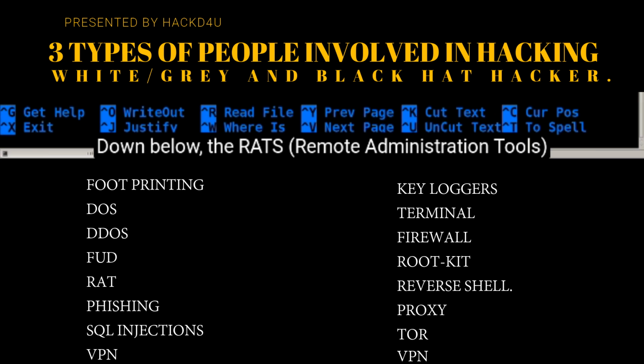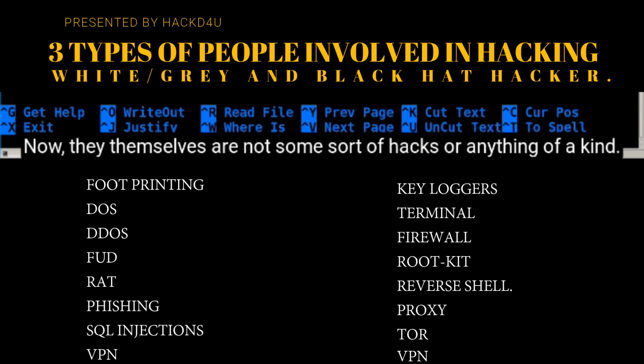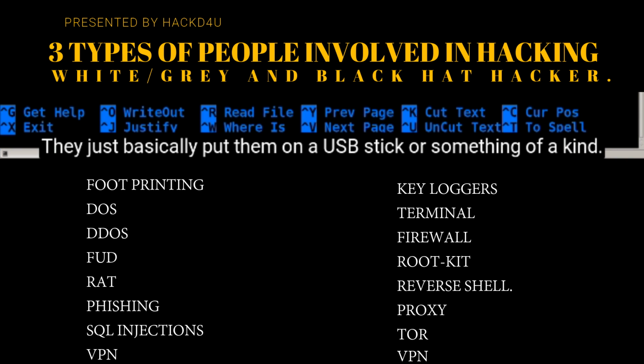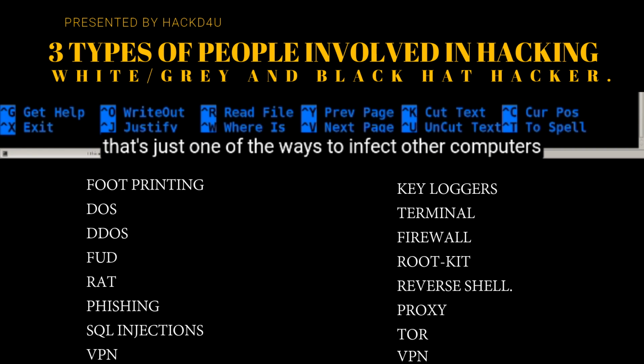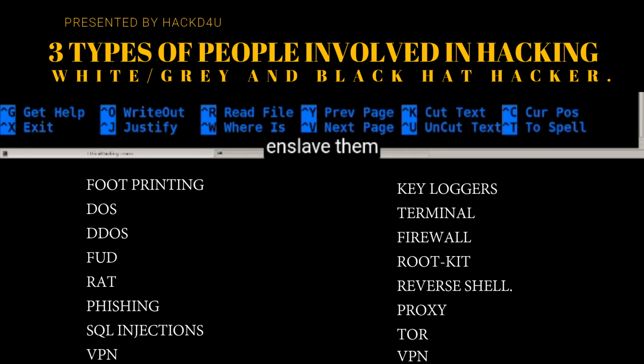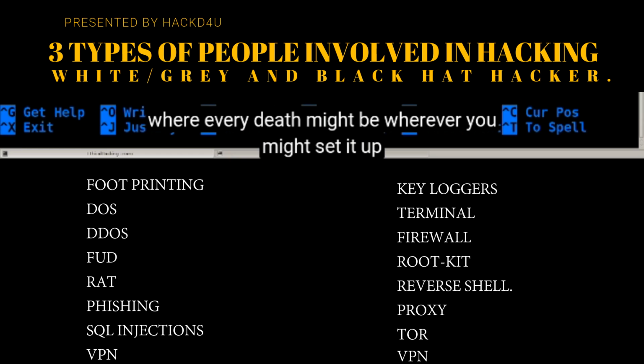Down below, the RATs, remote administration tools. Now, they themselves are not some sort of hacks or anything of the kind. You just basically put them on a USB stick or something of the kind, send them in a mail, or share them in a zip file. In such a way, that's just one of the ways to infect other computers and other devices, enslave them, and convert them into slaves of the main server, wherever you might set it up.